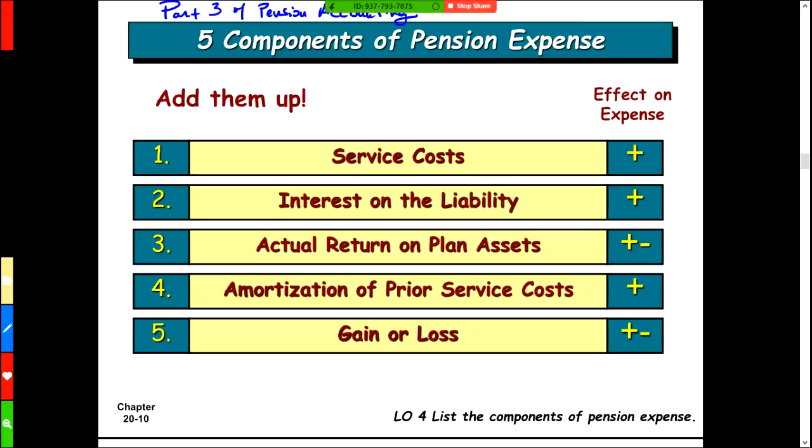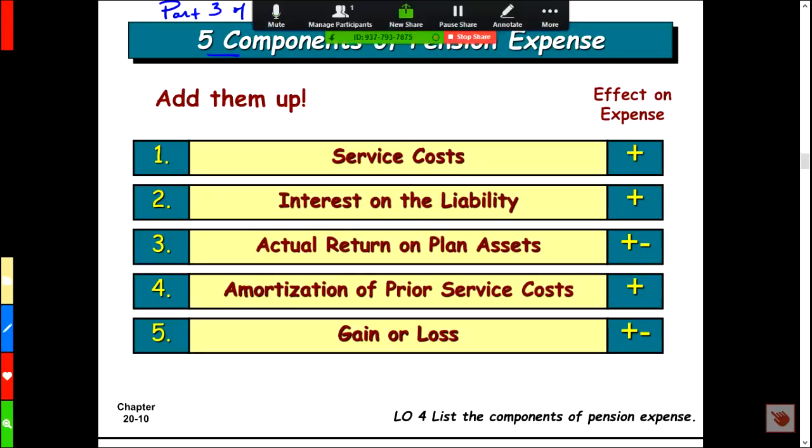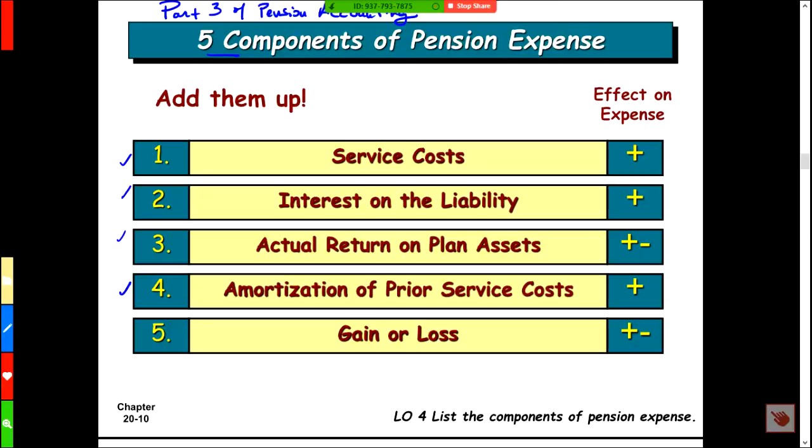For pension expense, there are 5 components. You'll see this format in your textbook, but also on CPA Prep and lots of other places. These 5 components are mentioned over and over. The first thing I'd like to say is: 1, no problem; 2, no problem; 3, no problem; 4, no problem; 5, big problem. You will find that 1, 2, 3, 4 are pretty much a piece of cake, and all the struggle is right down here in number 5.